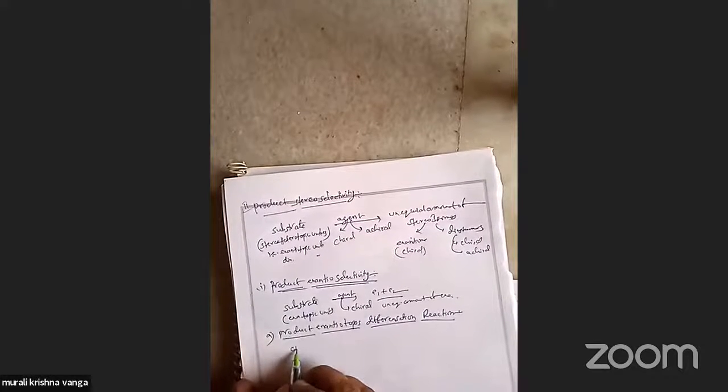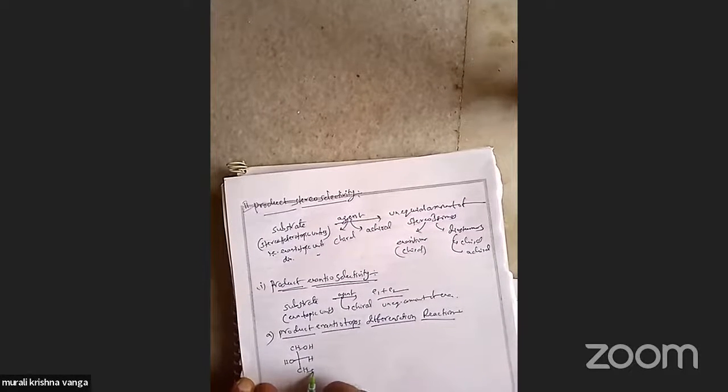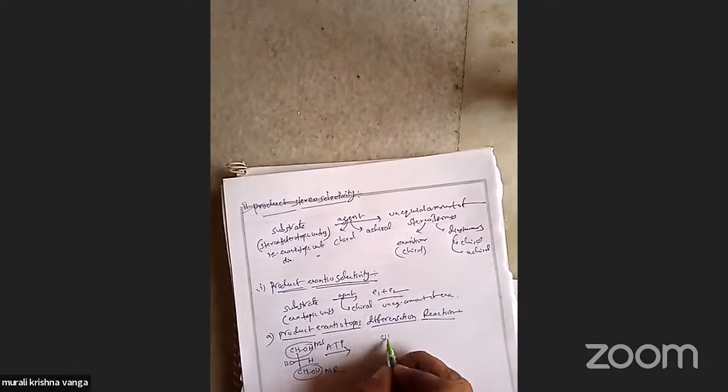Example: these are the enantiotopic ligands. When reacting with ATP, the nomenclature is pro-R and pro-S. So the enzyme attacks only the pro-R ligand. This is the major product that will be formed.